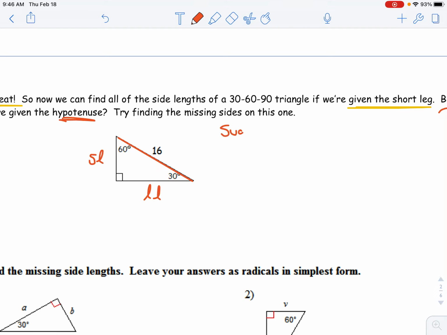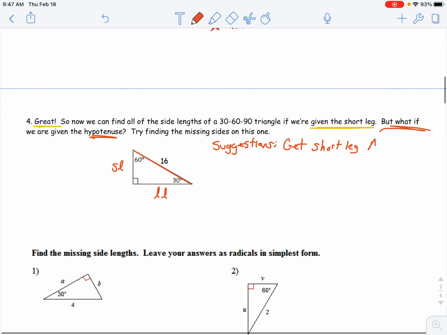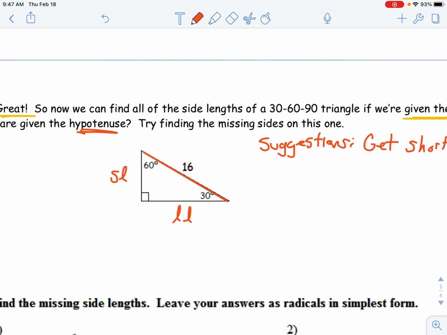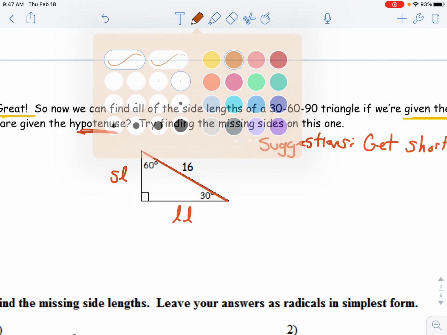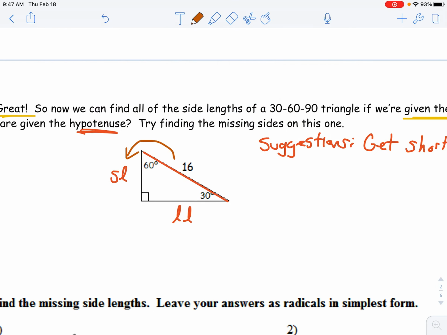And this is a suggestion. I should call it a mandatory suggestion. This is true for whatever you have: get the short leg ASAP. If you're not given the short leg, get it ASAP. Whether you're given the hypotenuse or you're given the long leg, get the short leg first. Why? It just makes things a lot easier. So remember, to go from short leg to hypotenuse, you have to multiply by 2. This is just reverse. We're just going to divide by 2.